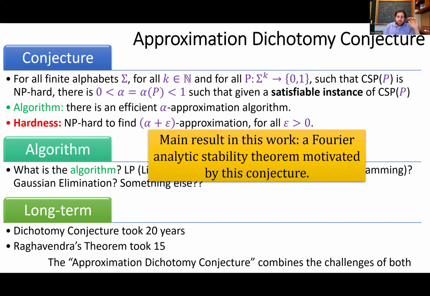So this is generally about this line of work, but now let me tell you something specific about this precise paper. The main result of this paper is an analytic result that is directly motivated by this conjecture, namely the interplay between the algorithm and the hardness, and this is a purely analytic statement that actually has applications elsewhere.